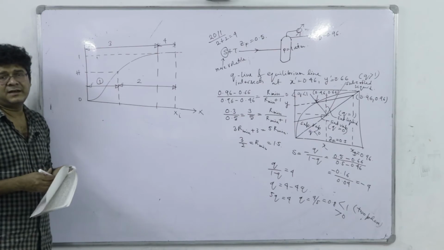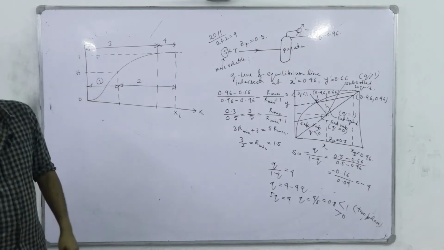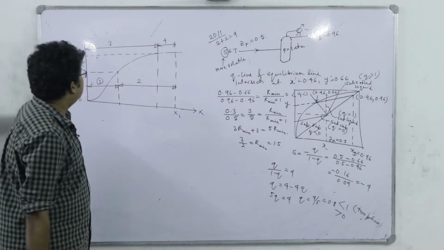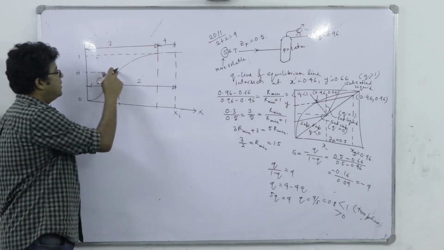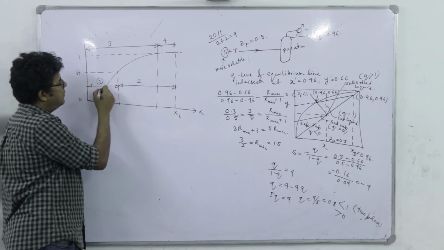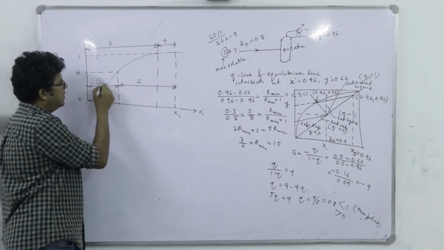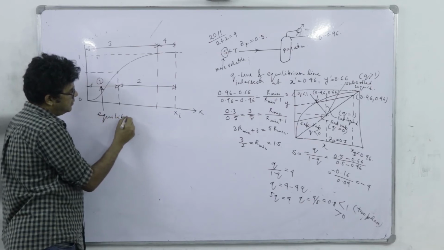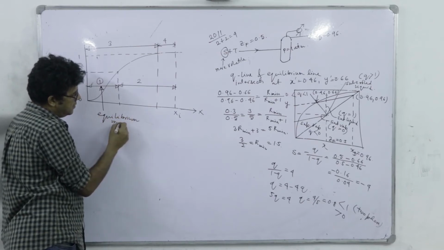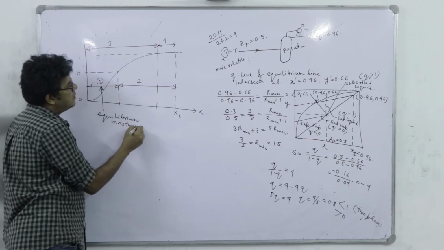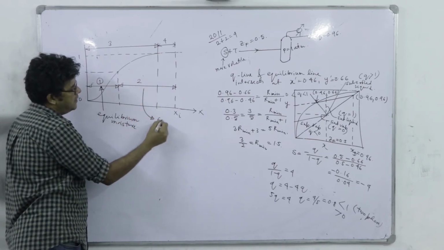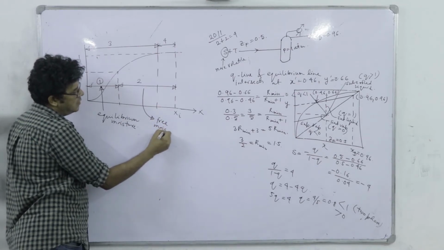So it's a simple identification of what is equilibrium moisture, what is free moisture, what is bound moisture and what is unbound moisture. As it is an equilibrium curve, you can understand that this one is equilibrium moisture, and 2 definitely is a free moisture which can be removed.